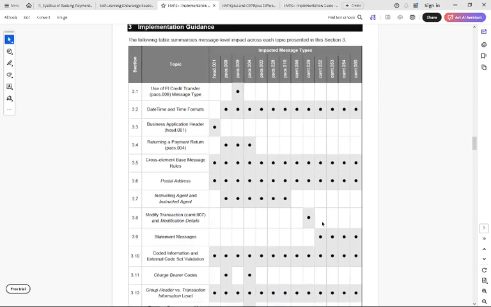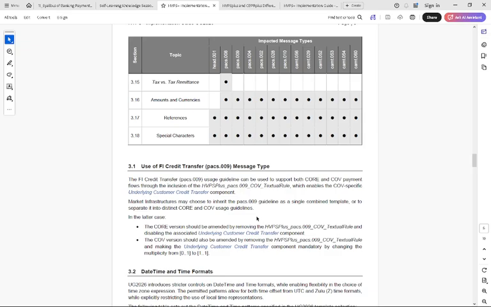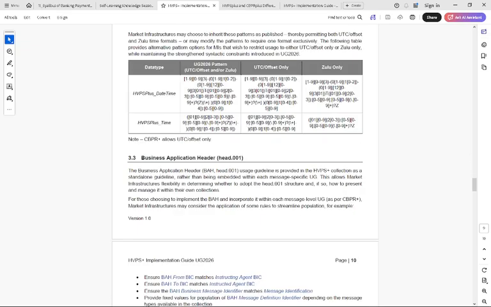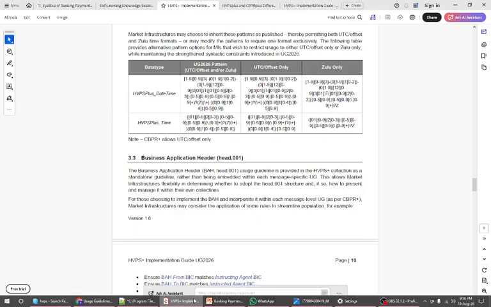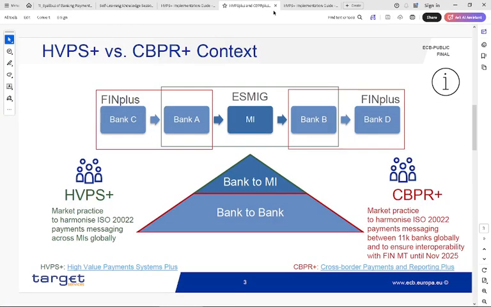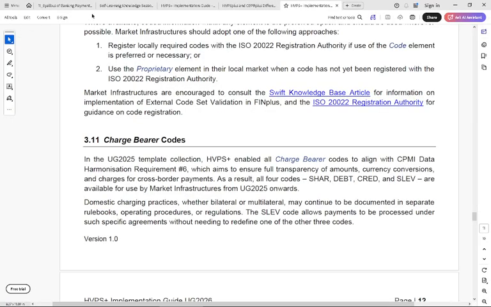Okay. Now, what are the impacted messages for HVPS? Every message is impacted. All the messages are impacted. So there is no need to explain this because we are going to see it. Okay. Did I close this web portal? If I closed this, I will open the guideline once again for you.